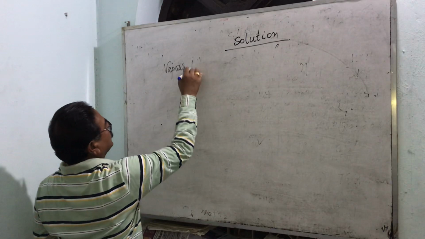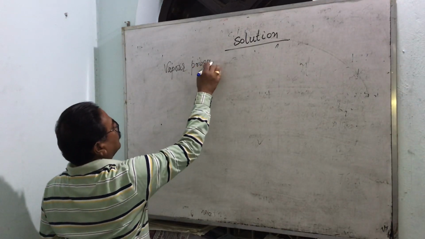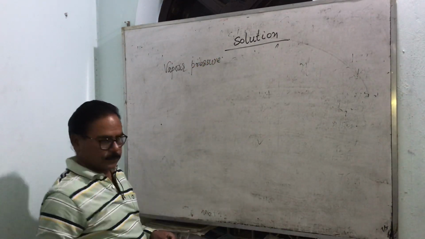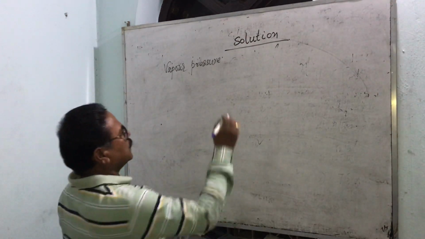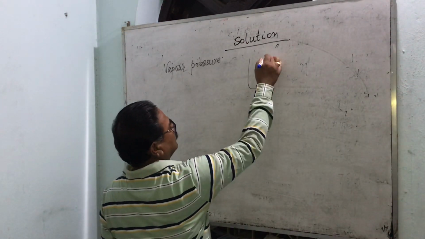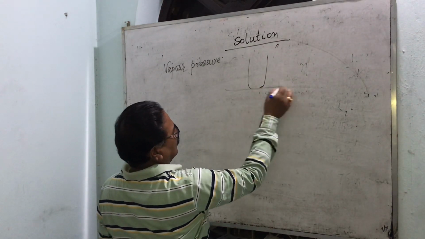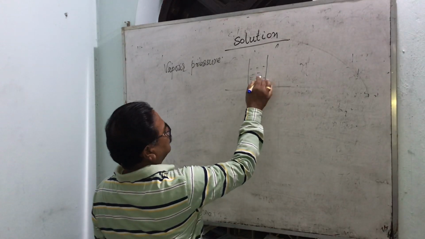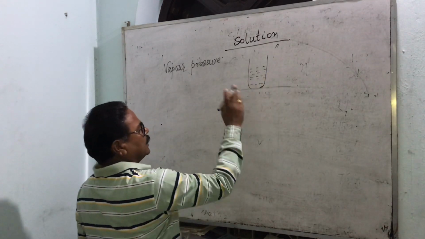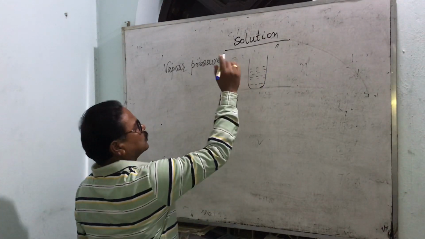Vapor pressure. What is vapor pressure? Simply, we take the concept for that. All the formula is, this is vapor pressure. We take the beaker, we take some liquid and it is heated, boiled, it is open.